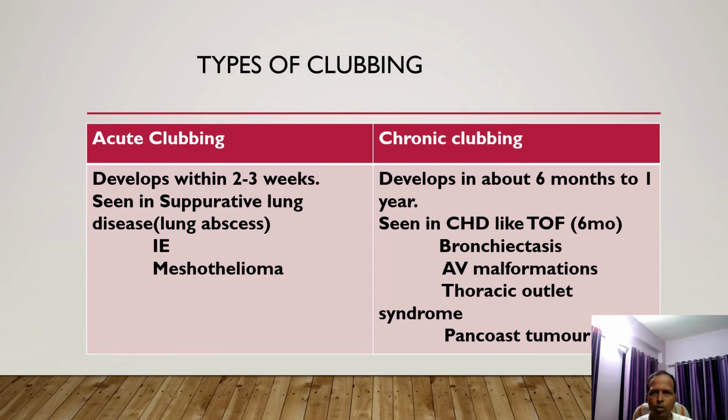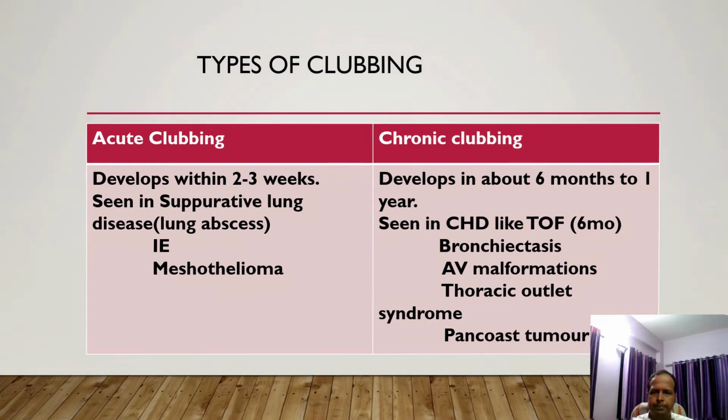Then coming to chronic clubbing, it develops in about 6 months to 1 year's duration, and it is seen in cyanotic heart disease like tetralogy of Fallot, in which case it develops within a duration of 6 months, and in many cases it first develops in grade 2, then in other digits. Then the other causes of chronic clubbing are bronchiectasis, arteriovenous malformations, thoracic outlet syndrome, and Pancoast tumor.